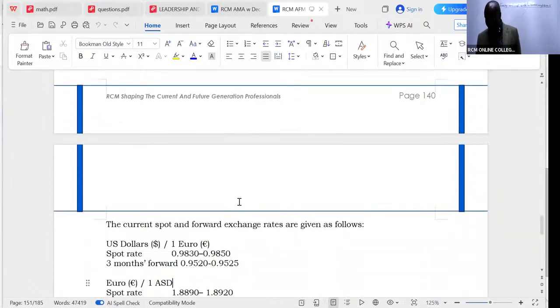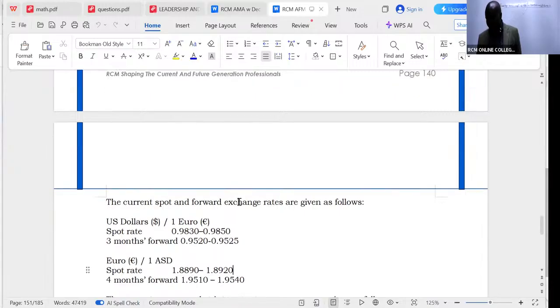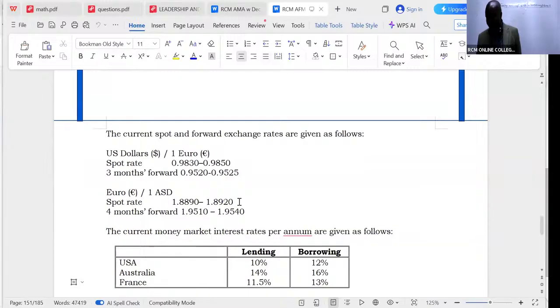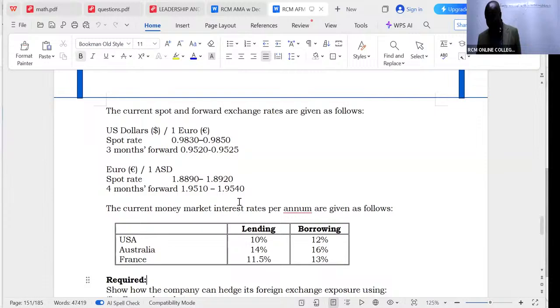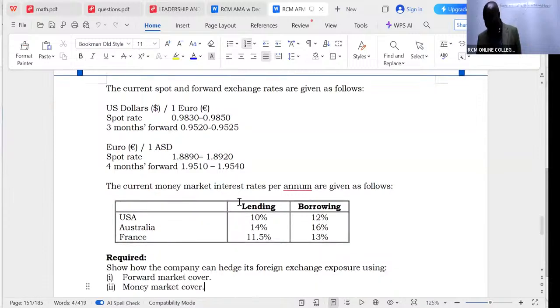We are told here the current spot and forward exchange rates are given below. You can see spot rate, 3 months, 4 months. Then we have the current money market interest rates per annum, given as follows. They want us to show how the company can hedge its foreign exchange exposure using forward market cover, which is also known as forward contracts.